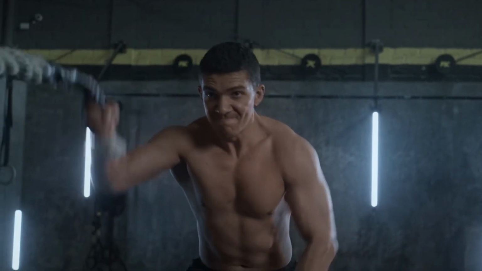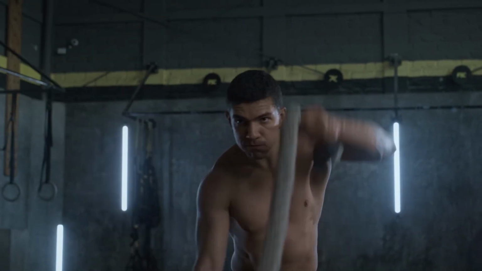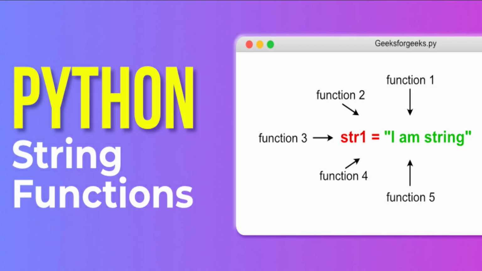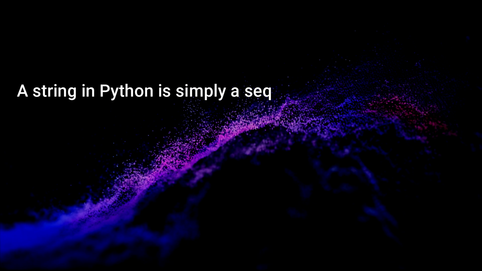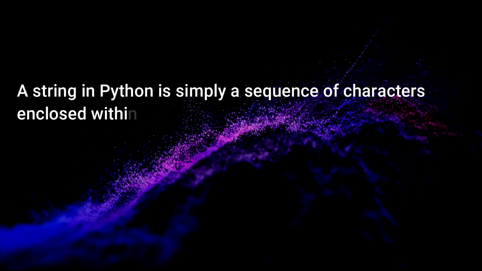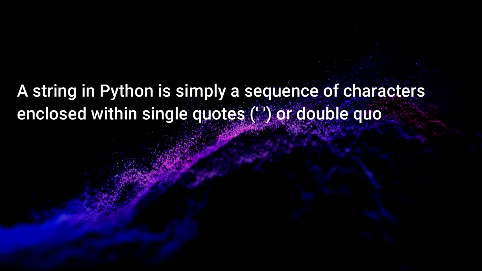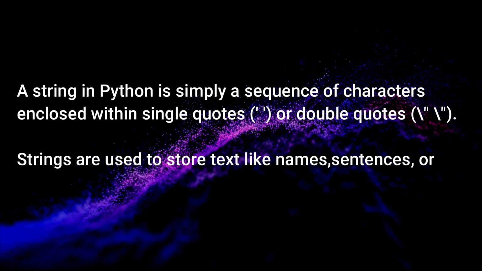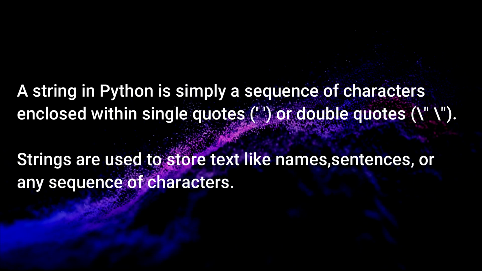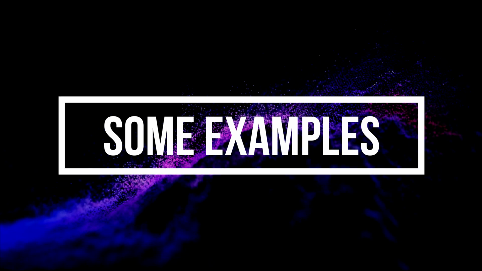In today's video, we are diving deep into one of the most powerful data types in Python, which is strings. So, what are strings? A string in Python is simply a sequence of characters enclosed within single quotes or double quotes. Strings are used to store text like names, sentences, or any sequence of characters. So let's look at a few examples.